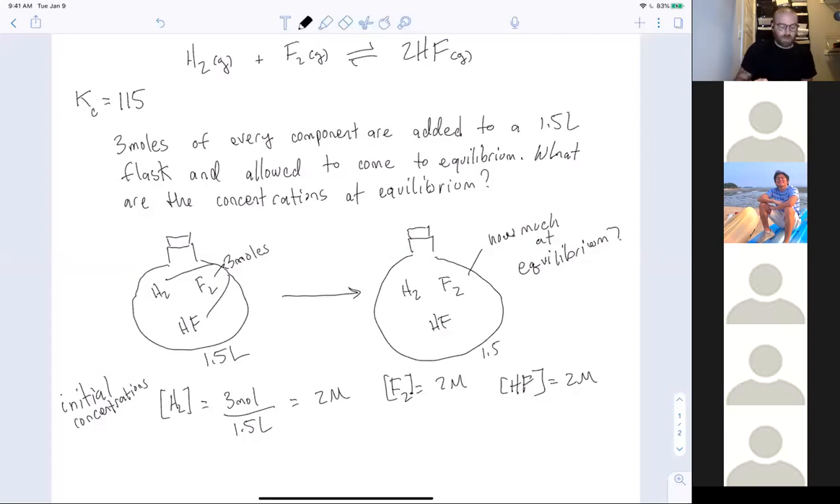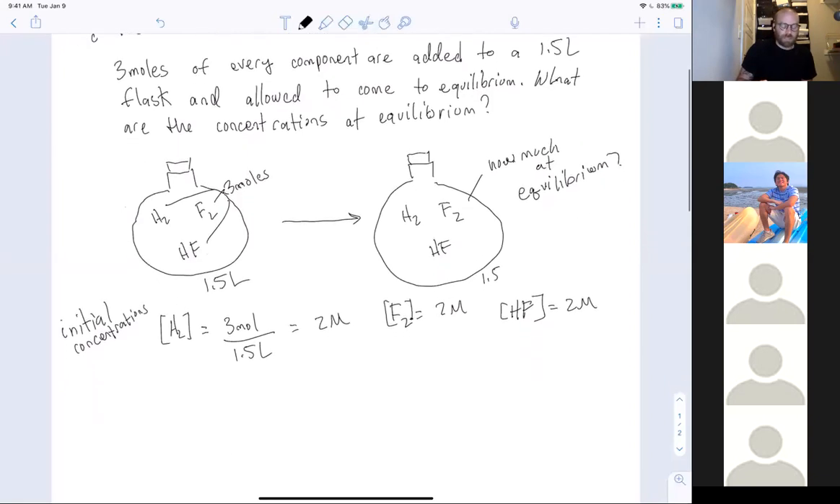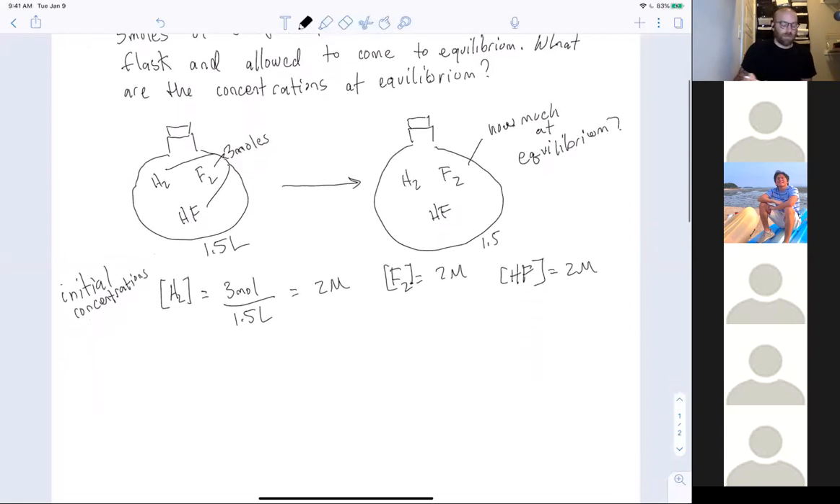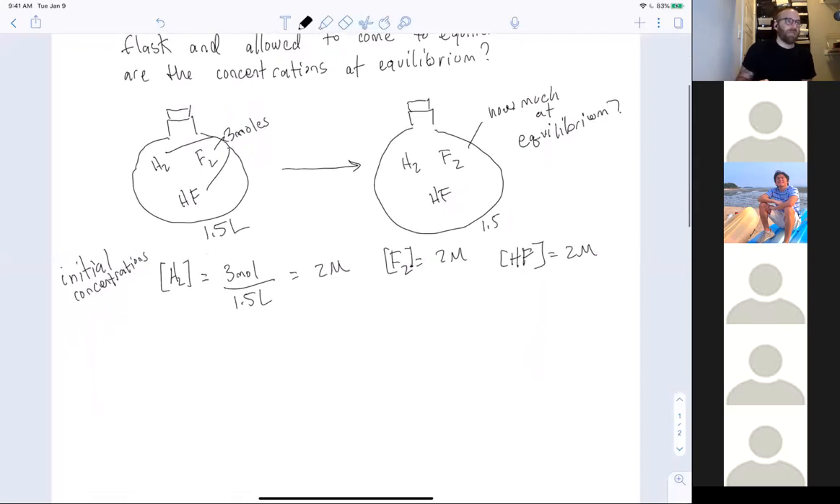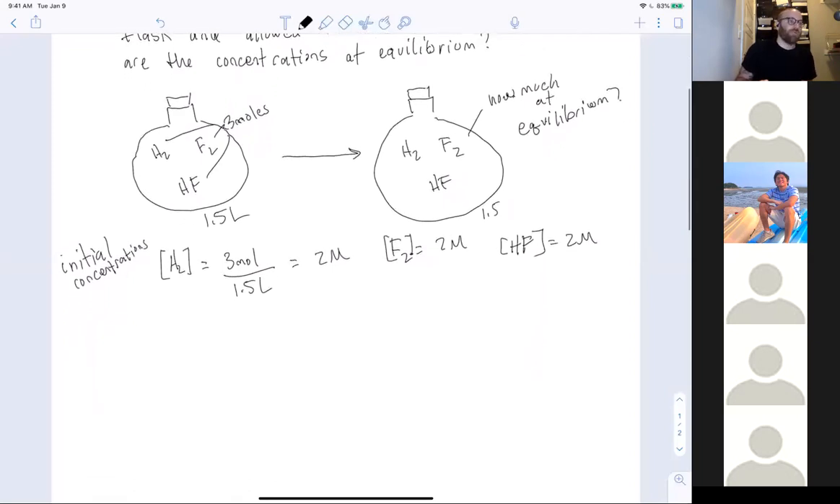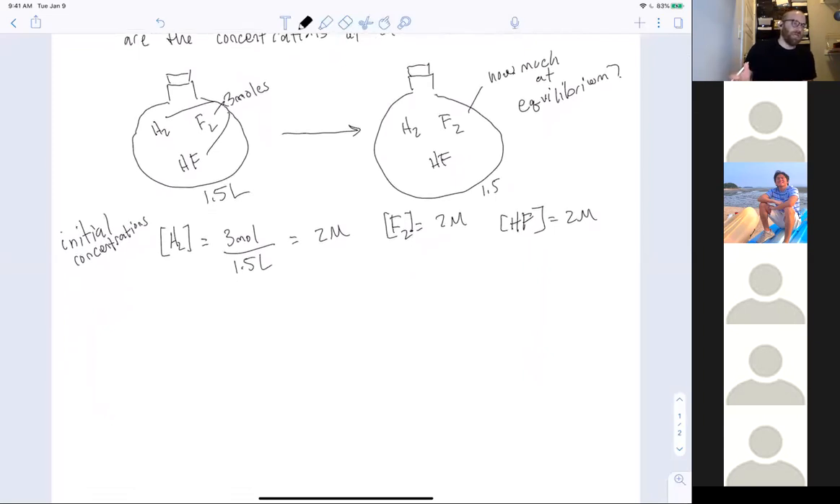Before we just start to brute force this thing with an ICE table, let's consider what's going on here, so we can have some general idea of what's going to happen with the chemical reaction before we actually start solving it. That way, when we get to the end, we have some sort of checkpoint to make sure that we don't just have a number. Because a lot of times, people will solve these problems, get a number, and just be like, all right, what do I do with this? What does this mean? We don't want to think that way if we can avoid it.